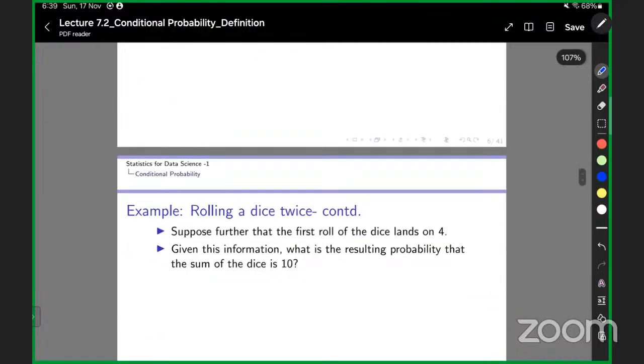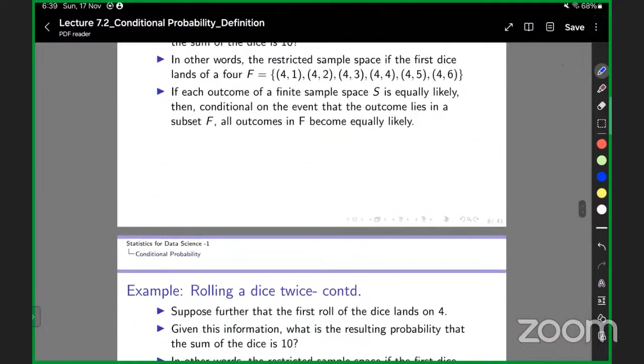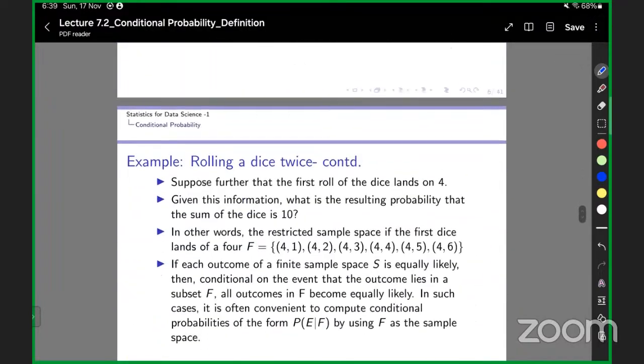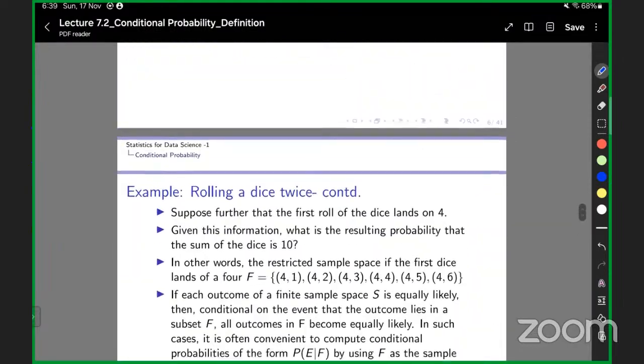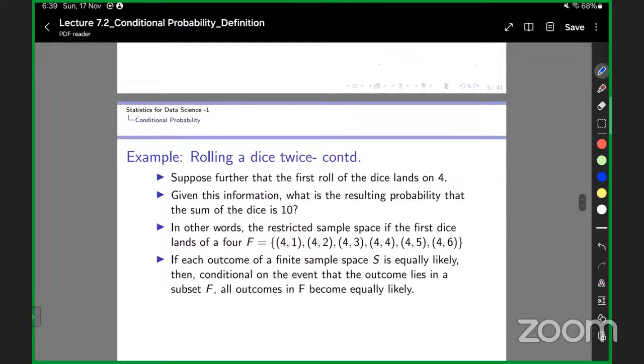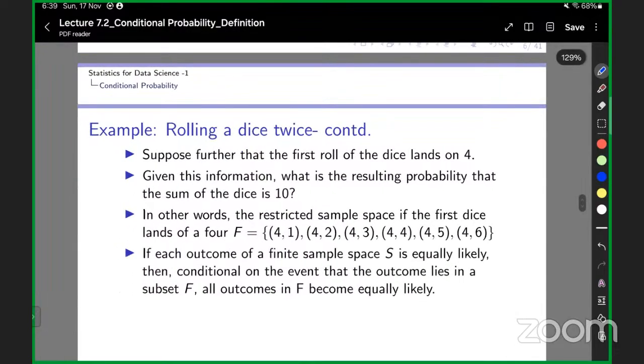Say the first roll of the dice lands on 4.